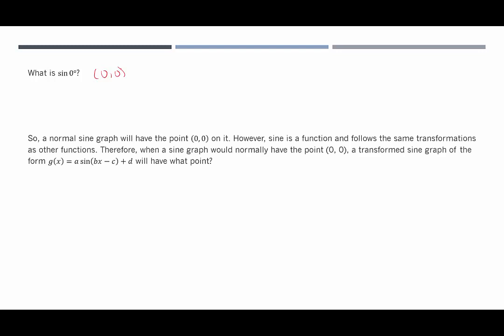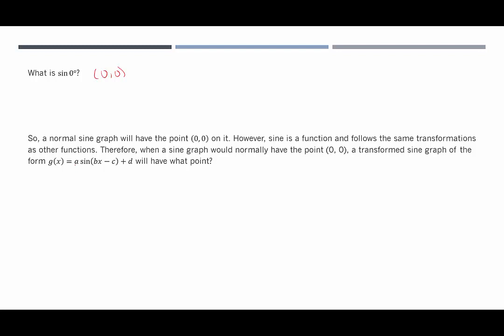Okay, so talking about graphing these transformations, what is sine of 0? Sine of 0 is 0, right? So usually on a sine graph, we would have the point 0, 0. However, a sine graph can follow the same transformations as other functions. So where we would normally have a point for sine at 0, 0, if we have the transformed a times sine of bx minus c plus d, we would have a new point here.